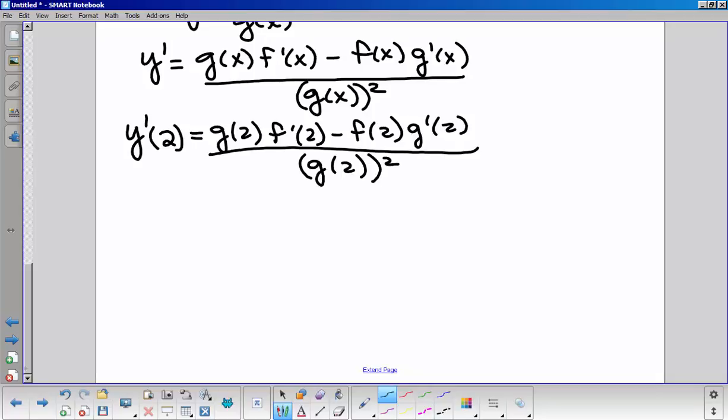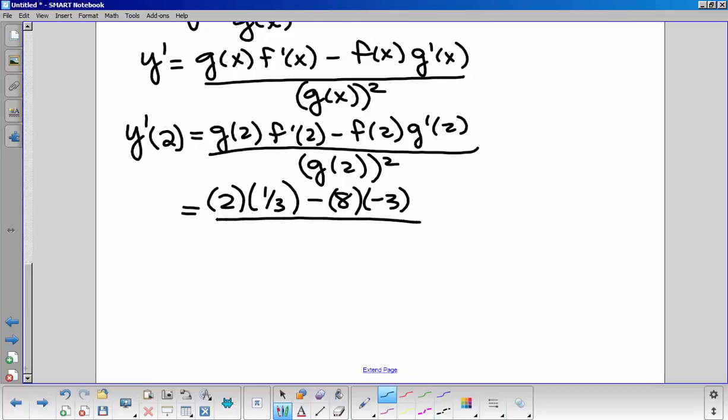Thank goodness for the bell because it allowed me to take a breath. Okay, g of 2 is 2. F prime of 2 is 1/3, minus f of 2, which is 8, times g prime of 2, negative 3, all over g of 2 squared, which was 4. So this is going to be 2/3 plus 24, all over 4.